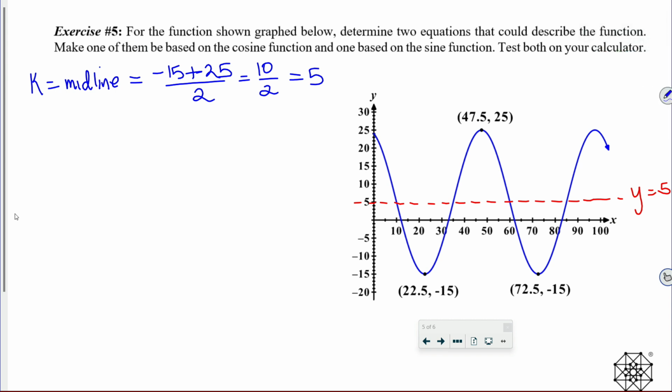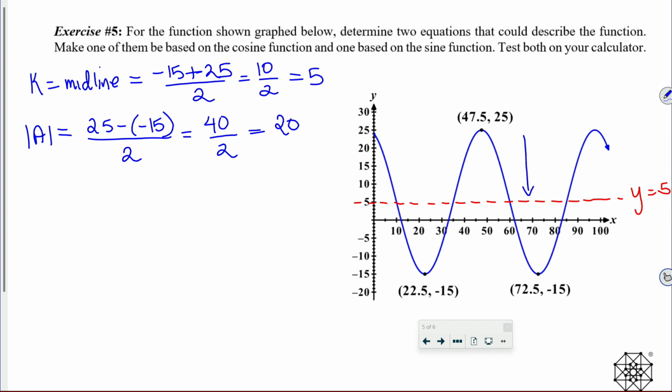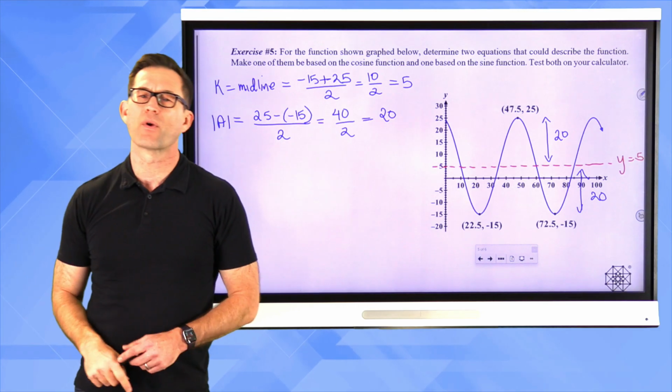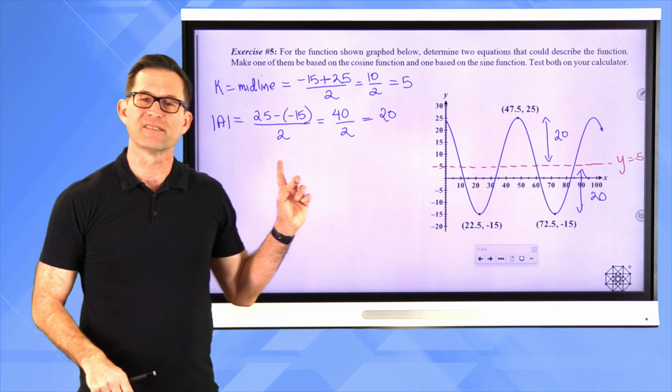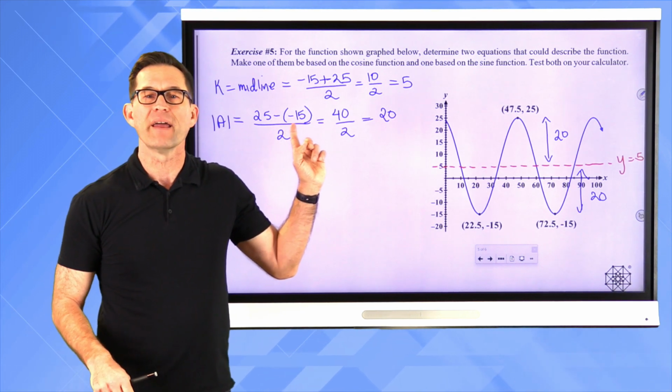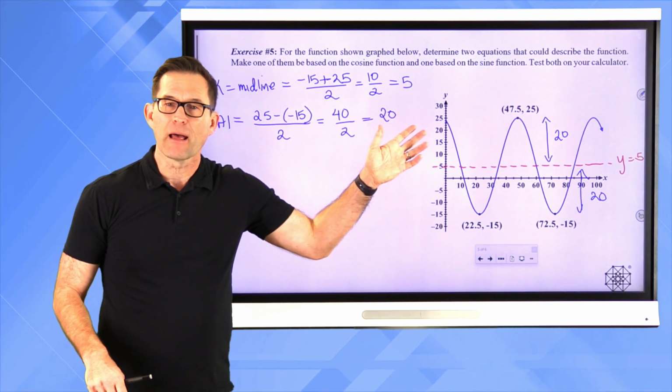Okay, going back, now I'm going to take a look at my amplitude, so the absolute value of A. Find it however you want to. I'm going to do my maximum minus my minimum. That's a little bit obnoxious because of that. But it does show me that that total vertical distance is 40 units. That gives me an amplitude of 20. Again, just keep in mind what that's telling you. 20 above and 20 below. Always just do a little physical check, right? If I ended up doing something silly here like 25 minus 15, that would give me an amplitude of 5.